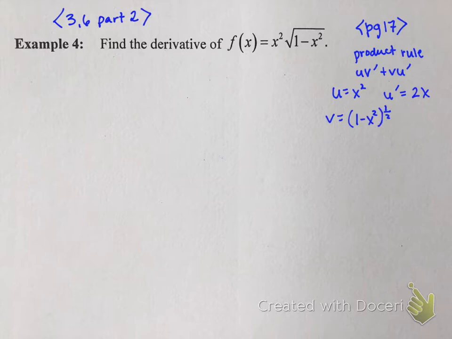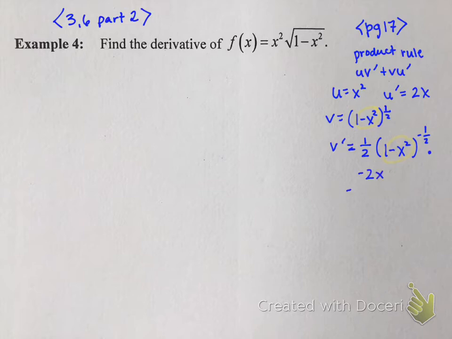And now for v prime, I'm going to have to use the chain rule because once again my inside function is kind of complicated. So I'm going to bring down the 1/2 because I'm going to do the outside first. So 1/2 times 1 minus x squared to the negative 1/2 power times, and now I'm going to take the derivative of the inside. So the derivative of 1 is 0, and the derivative of negative x squared is negative 2x.